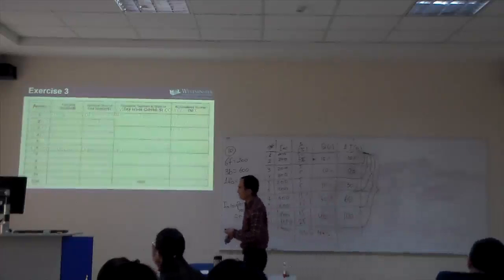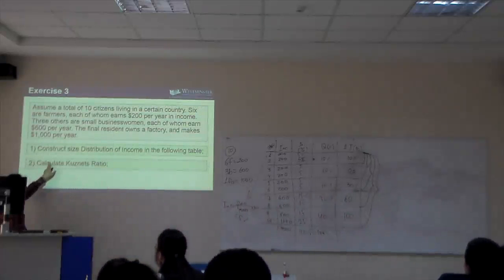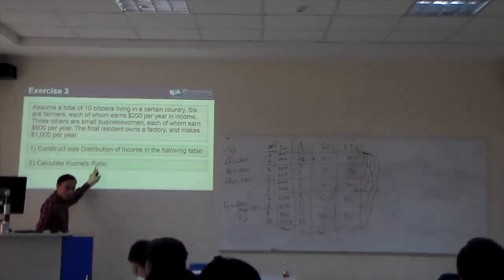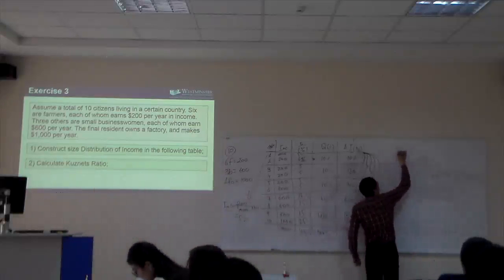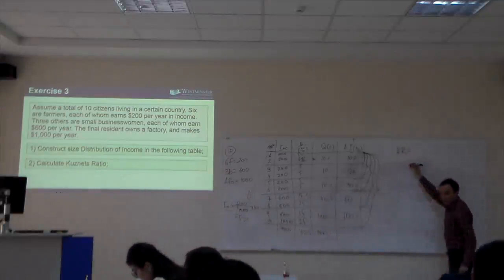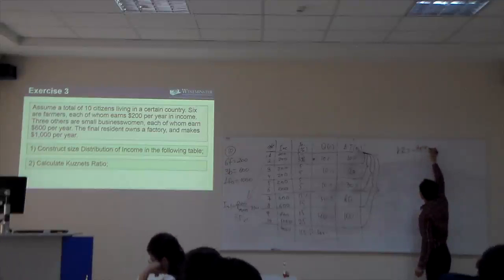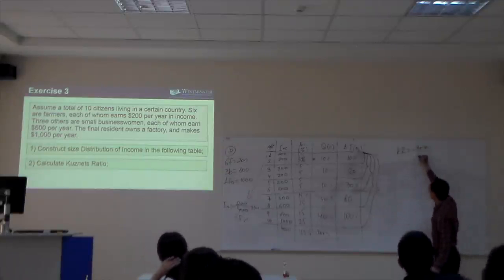So now, number 2. Calculate the Kuznets ratio. How do we calculate it? Do you remember the formula? Top 20% of population. So Simon Kuznets gave us that formula, right? We have to divide the top 20% people's income ratio by the bottom 40%.